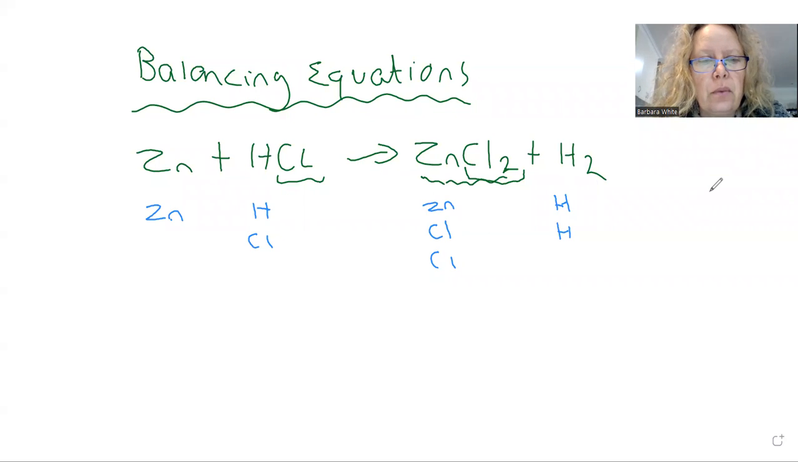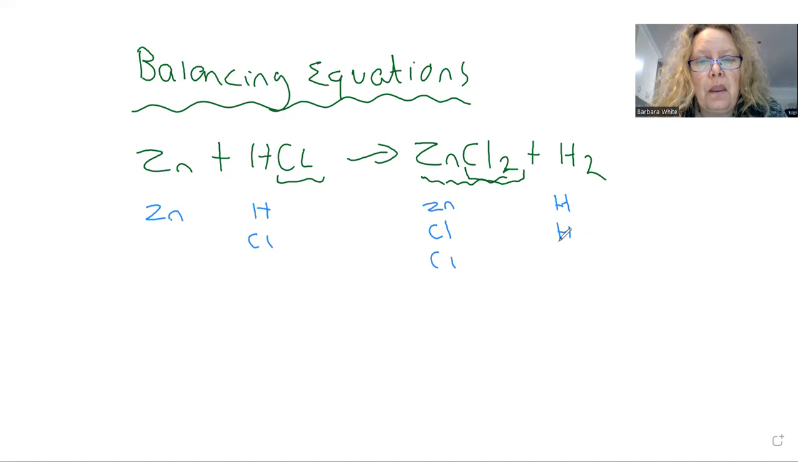So I hope you remember when we did this last term, you wrote down underneath everything that's in each of those molecules. So you've got a zinc, that's got one zinc atom in it. You've got hydrochloric acid, it's got a H and a Cl. Your zinc chloride over here has got a Zn and it's got two Cls. That's what the 2 is all about. And here you've got H2, so you've got a H and you've got another H.